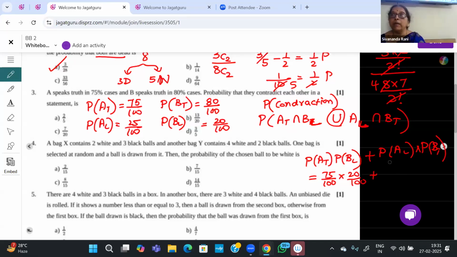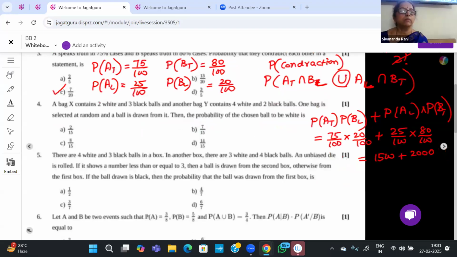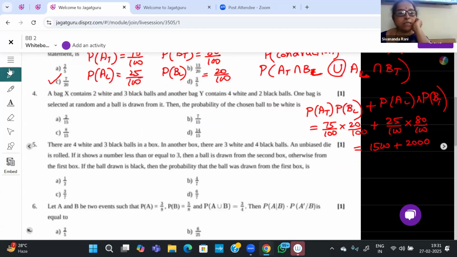You have to be quick and accurate in your calculations. That will matter in the exam. What did you get? 7 by 20. Oh, okay, then it must be right. 80 by 100. I don't know how you all simplified. Maybe I can get 1,500 plus 2,000, 3,500 by 10,000. Yeah, correct. Next one. A bag contains 2 white, 3 black balls.